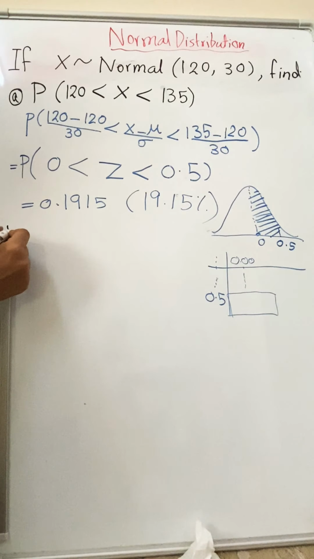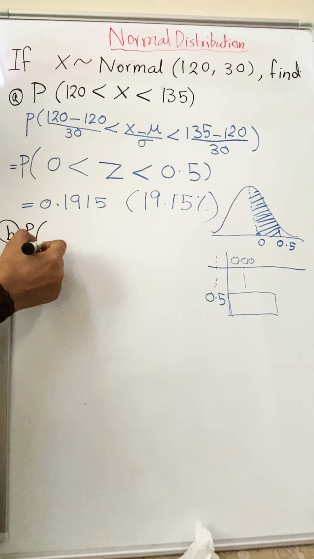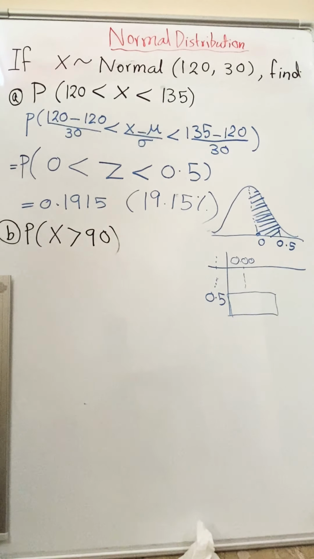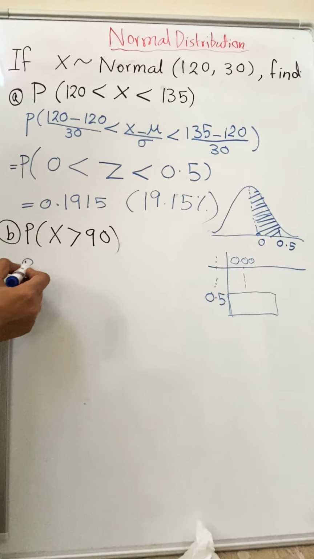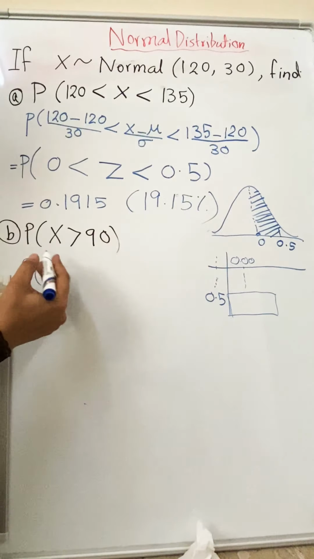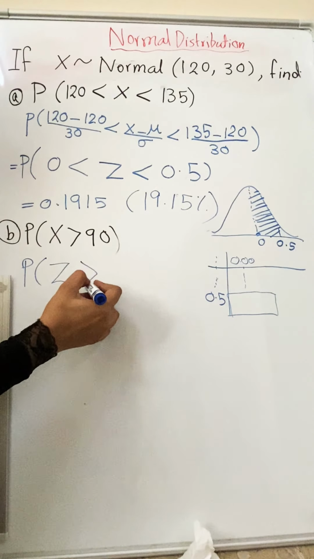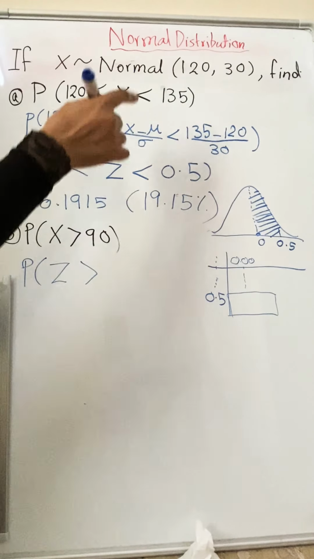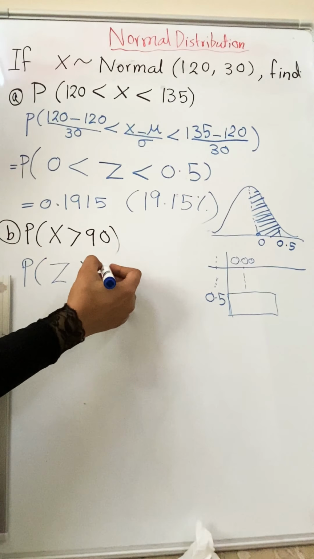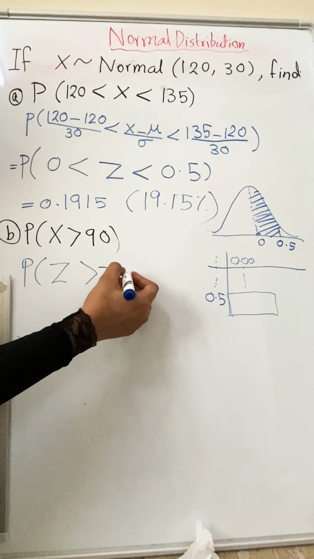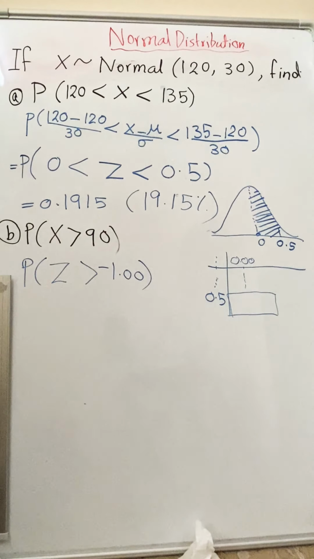Okay, probability when x is more than 90. So we convert our x to z in a similar way. I will not write in detail because I already wrote it. So when you convert your x to z, this value 90 minus 120 divided by 30, you get -1.00.